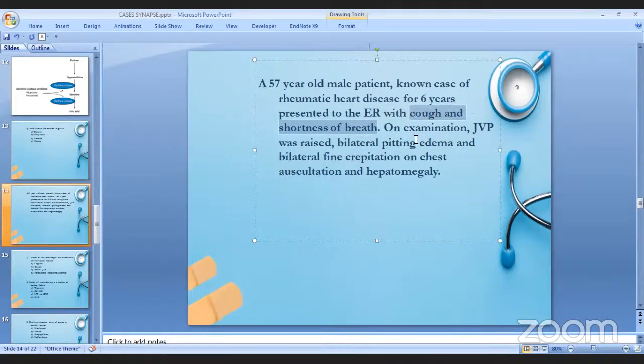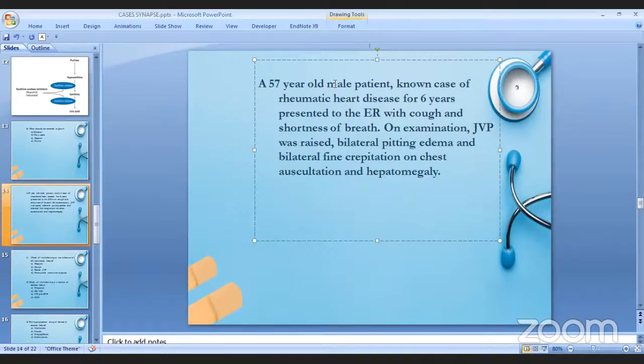Now, when you examine the patient, what do you find? You find that the jugular venous pressure is raised. You also find bilateral pitting edema. On chest auscultation, you find bilateral fine crepitations. And you also find hepatomegaly when examining the person's abdomen. So all of this, what idea does this give you?